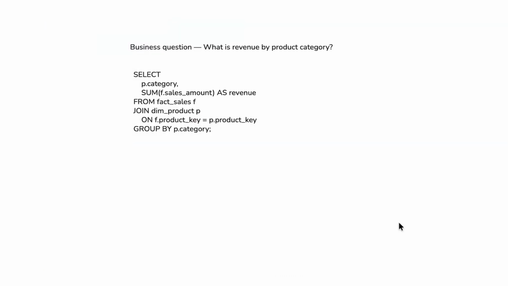Okay, imagine we have our data warehouse ready. Now the business is ready to use it to ask questions. The business wants to know, what is revenue by product category? The measure, revenue, comes from the fact table. The way we want to slice that measure is by product category, which comes from the dimension. If you look at the query, I'm taking the fact sales to measure the revenue, and then I'm joining with the product table on the product key to get the product information. Because of the dimensional model that we have created, that query becomes really simple.